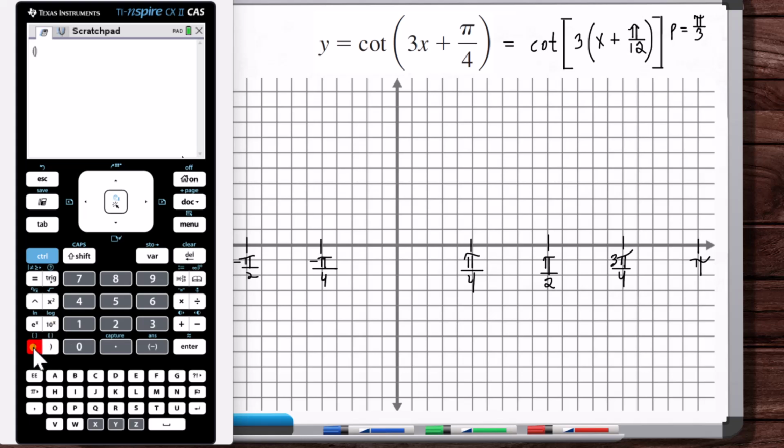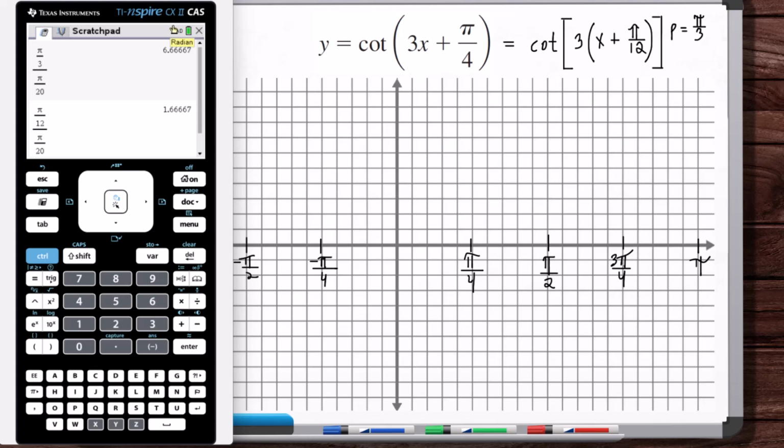Okay, so pi over 20 is 1 tick mark. How many tick marks is pi over 3 divided by pi over 20? So pi over 3 is 6 2/3 tick marks. Now what about pi over 12? 1 2/3 tick marks. Okay.